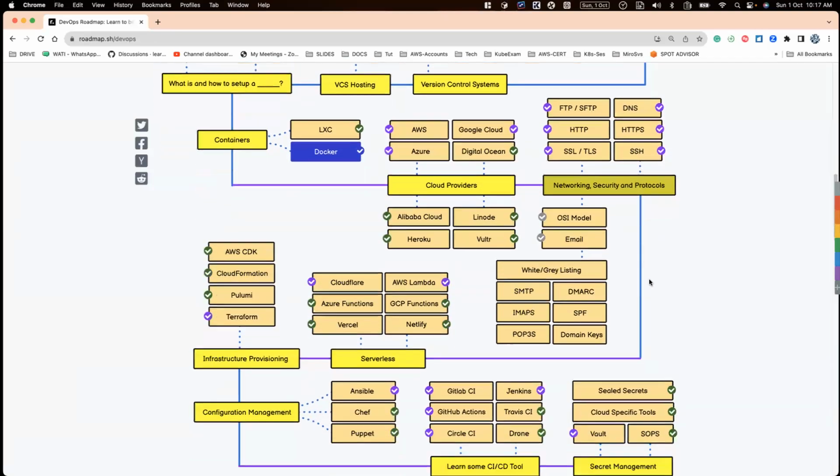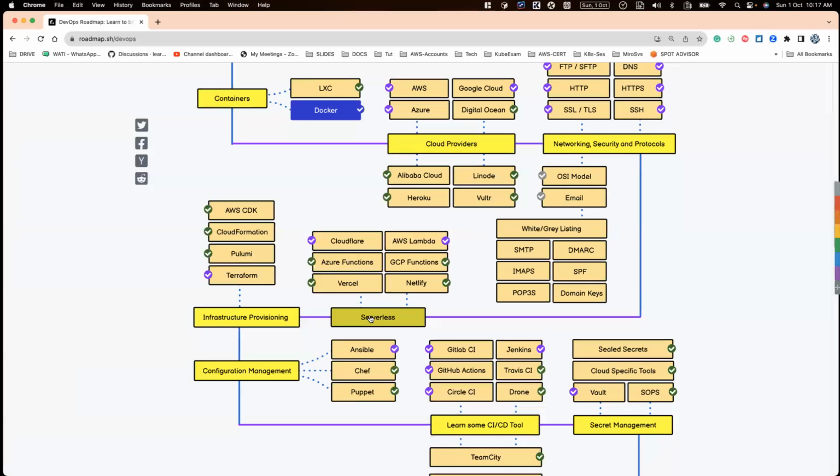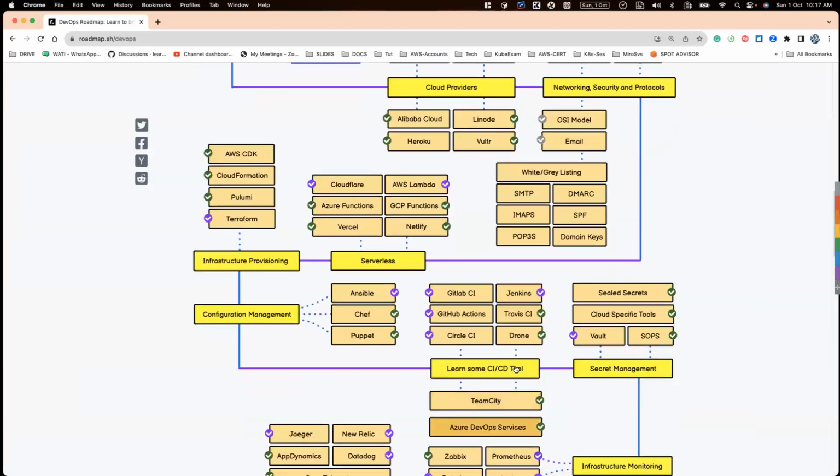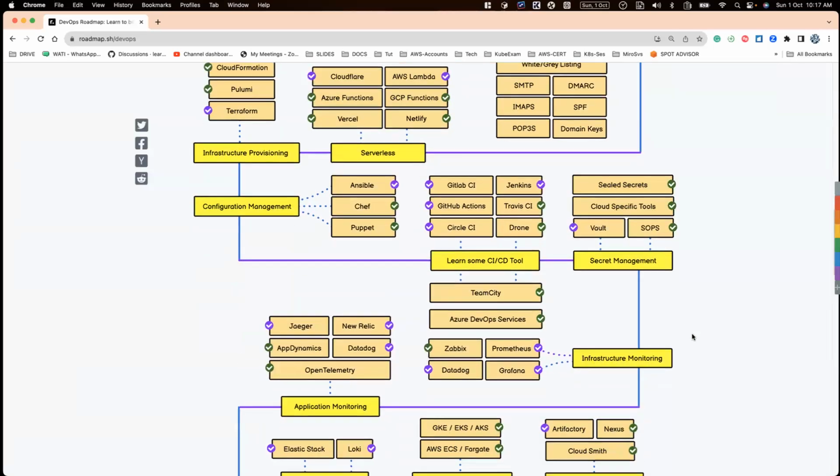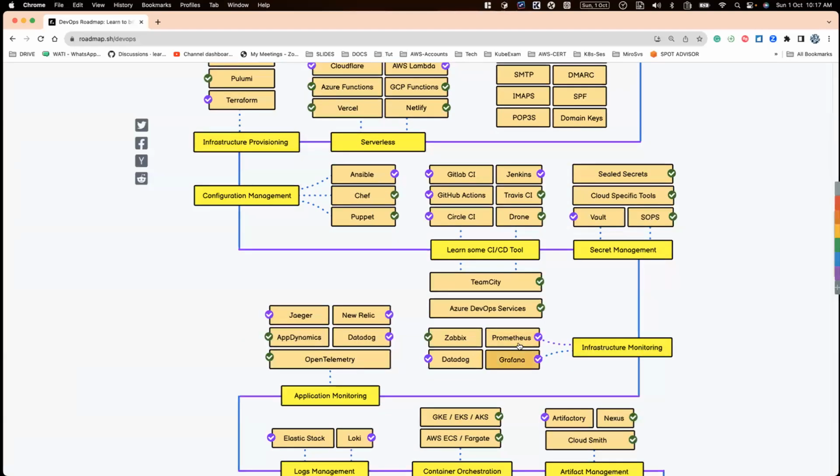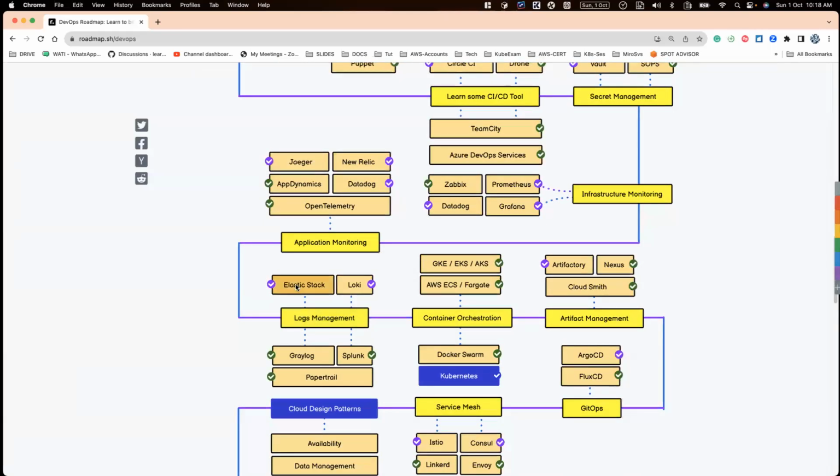And the next one is coming to serverless. So we'll be going with Lambda function creation according to the project, and IaC by using Terraform, configuration management by using Ansible, CI/CD by using Jenkins, secret management by using Amazon Secrets, infrastructure monitoring by using Prometheus and Grafana, application monitoring by using New Relic, log management by using Elasticsearch, container orchestration by using Kubernetes, and artifact management by using Nexus or Artifactory. Both are the same, it doesn't really matter, we can go with any one of them.